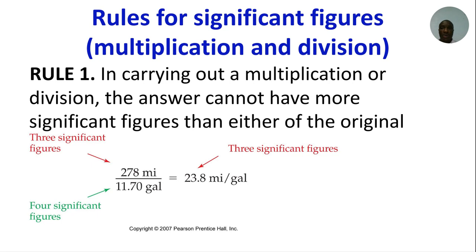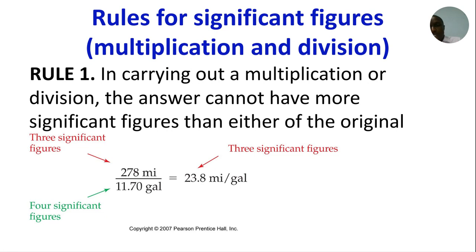So we come now to a very important aspect whereby we deal with multiplication and division. Here we have a rule, and this rule states that in carrying out a multiplication or division, the answer cannot have more significant figures than either of the originals. So that means you need to consider the number of significant figures in the figures that you're manipulating.